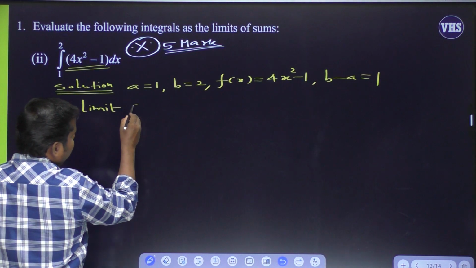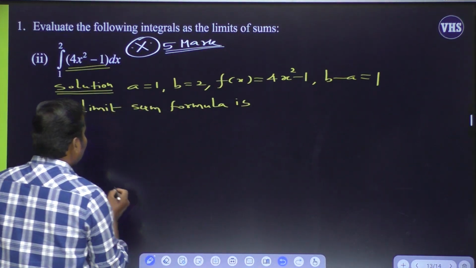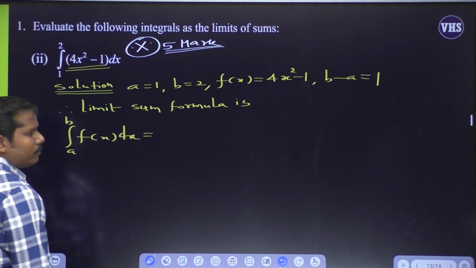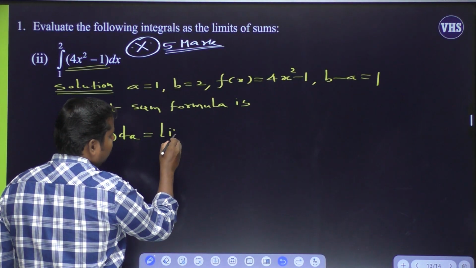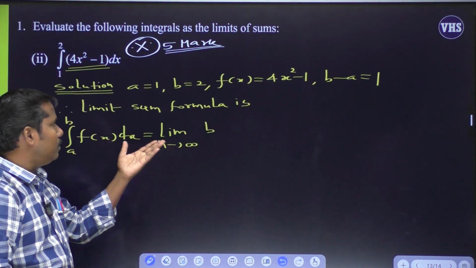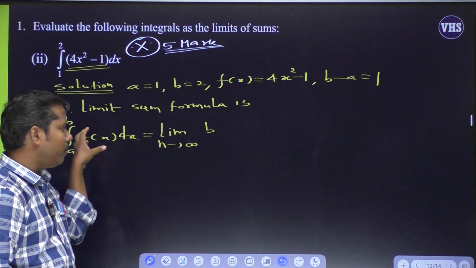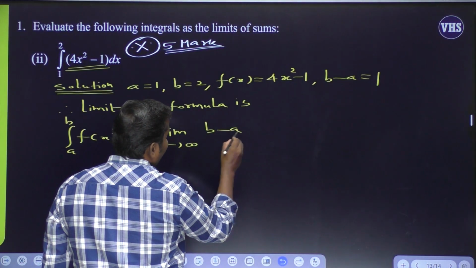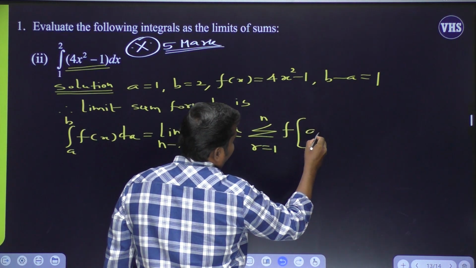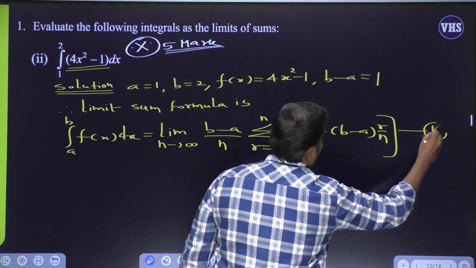The limit sum formula is that integral a to b f of x dx equals limit n tending to infinity. By now you could have memorized this formula. I think this is problem number 5 we are doing. By now you could have memorized this result: b minus a by n, summation r from 1 to n, f of a plus b minus a into r by n. Let it be equation number 1.